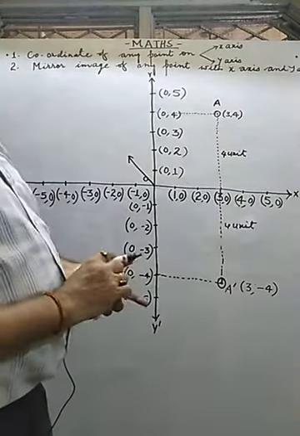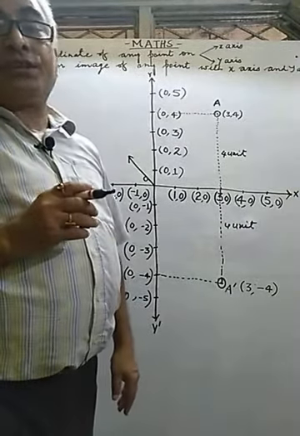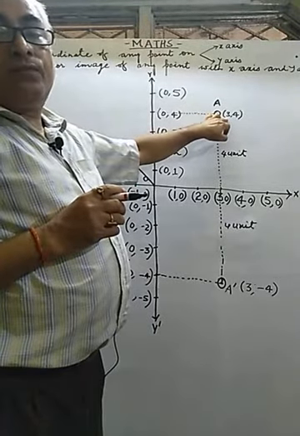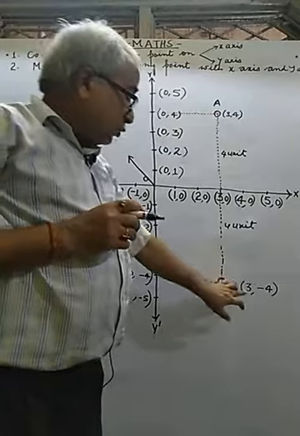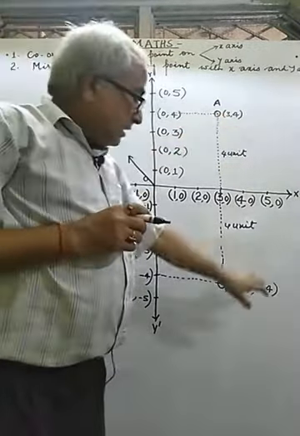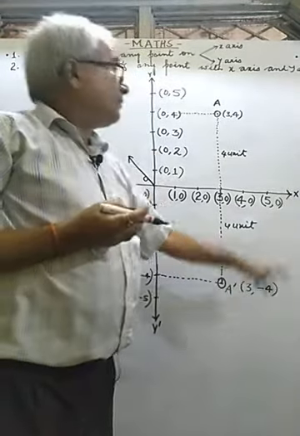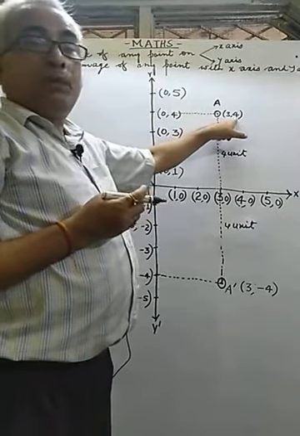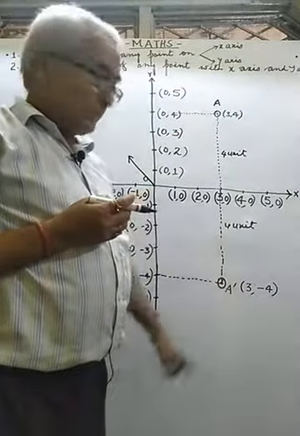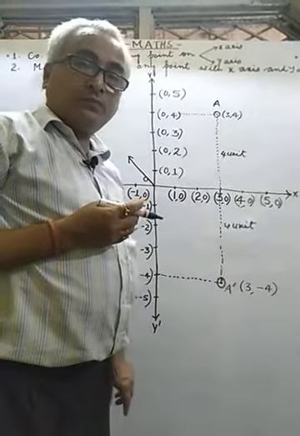Now you may observe the image with respect to the x-axis. The quantities are the same. You may observe at this point the value of abscissa, the quantity is 3. Here also it is 3. The magnitude of this one is 4. Here also it is 4. Only what difference is there? Both abscissa and ordinate are positive here. But here, according to sign convention, abscissa will be positive and ordinate will be negative.